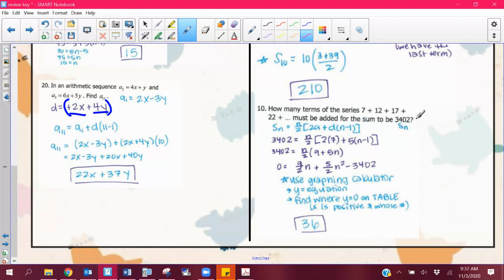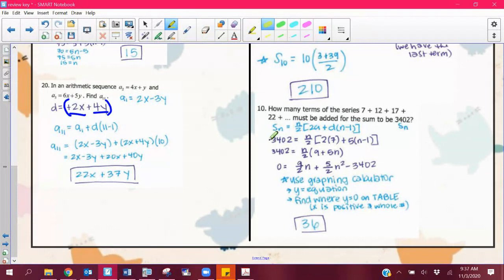So I know what my S sub n is. I want the sum to be that big number. I don't know what n is, though, in this case. So I'm going to leave n in my formula. My first term is 7. My common difference is 5. And again, I have to leave this term in. So this one is solved a little bit further down.